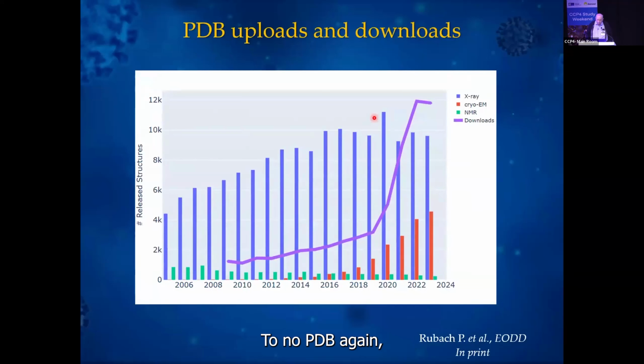So now, PDB again, uploads and downloads. Here you have uploads of X-ray, which is blue, cryo-EM, and NMR. And you also have this curve, which is the number of downloads. Now, the scale of these uploads is 1 year. So my question to you: what is the scale of downloads? Can anybody guess?